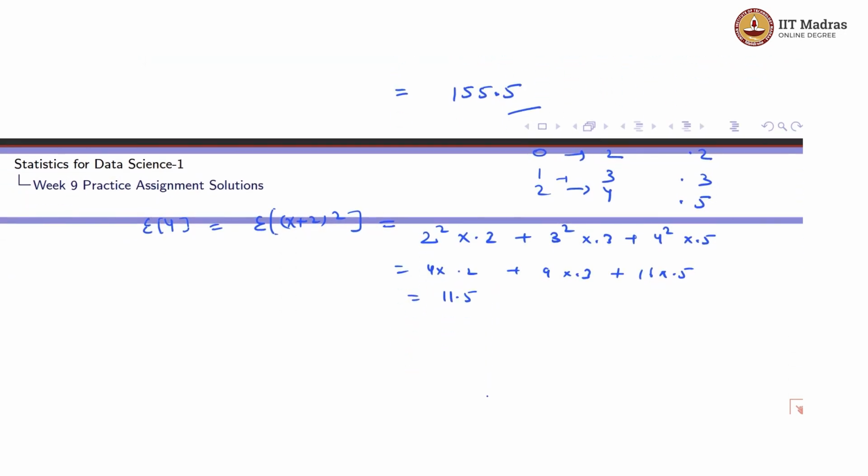Okay, moving further, now we have got all the values which we require, so we can calculate our variance. This is 155.5 minus 11.5 whole square, and this is nothing but 23.25.